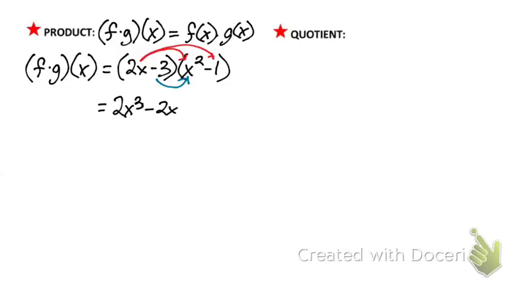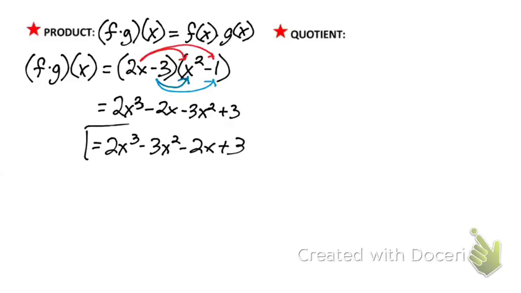2x is correct, though. I got half of it right. That's 50%. But then we do negative 3 times x squared, which is negative 3x squared. And finally, we do negative 3 times negative 1, which is going to be a positive 3. All right, reorganize that stuff. We'll have 2x cubed minus 3x squared minus 2x plus 3. We're done.